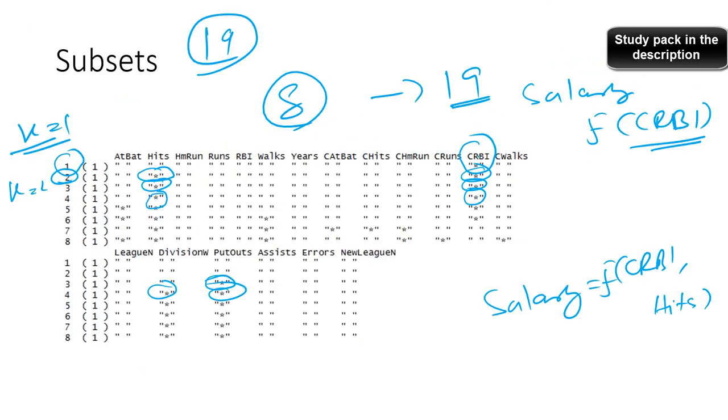In subset selection, you can see CRBI is there in the first model, definitely in the second, third, fourth, fifth, sixth, but not in the seventh model. You can see this is blank. Not in the eighth model as well, because it can have any type of combination. So that constraint is not there.